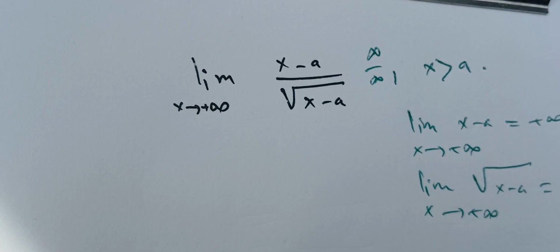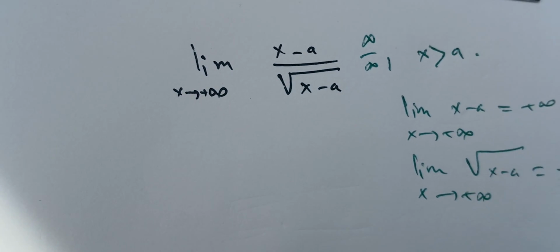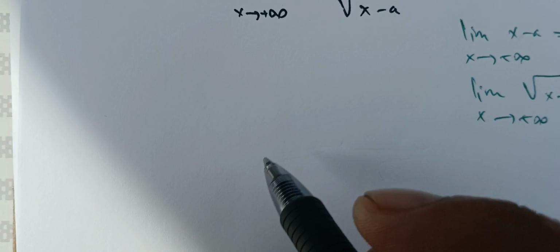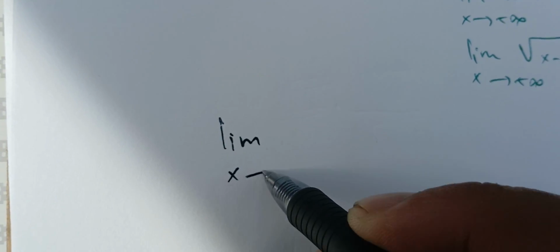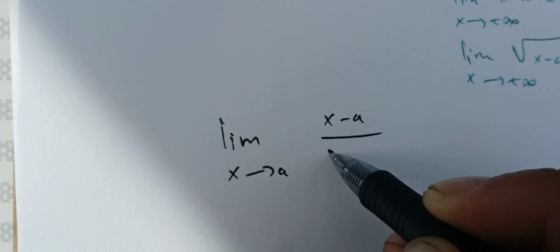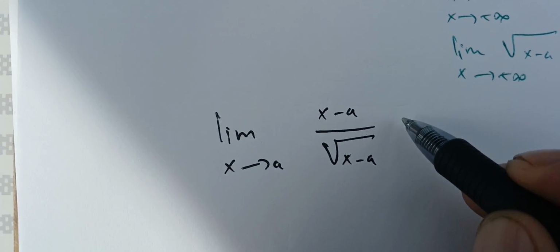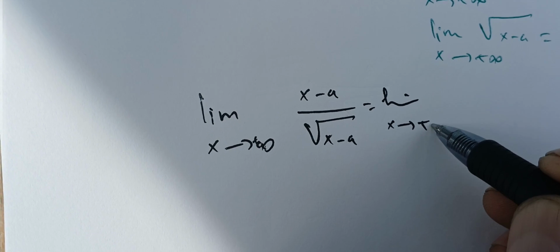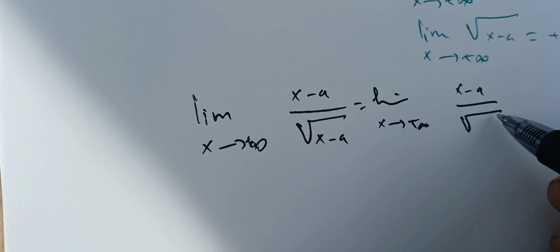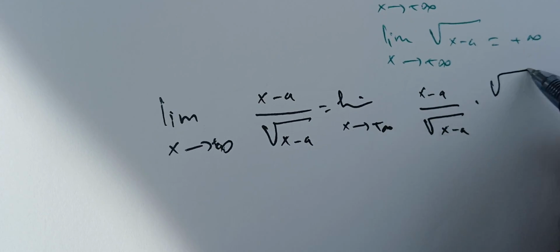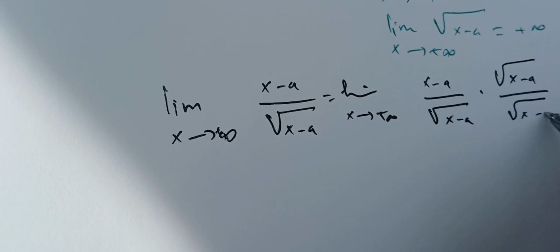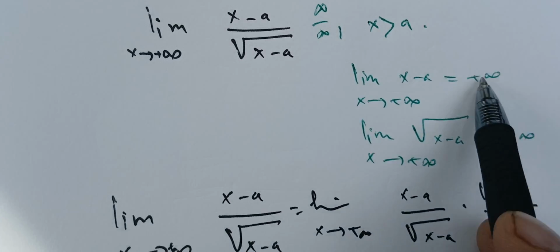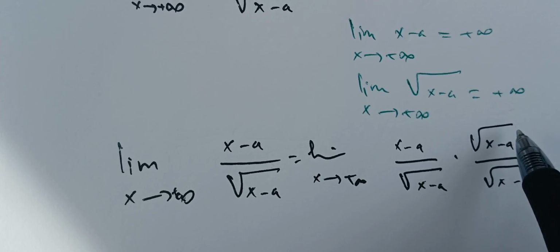One way of solving this is that we can multiply the top and the bottom by the square root of x minus a. Let's do that. So we have this limit as x goes to plus infinity of x minus a over the square root of x minus a. Okay, we multiply top and bottom by the square root of x minus a, so this is just 1. Under this condition, this is always positive and defined.